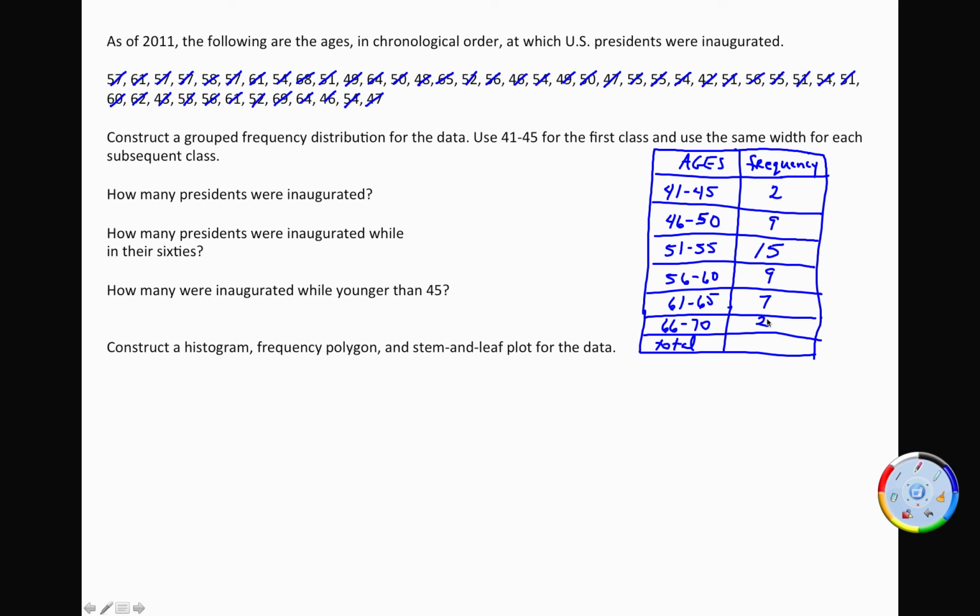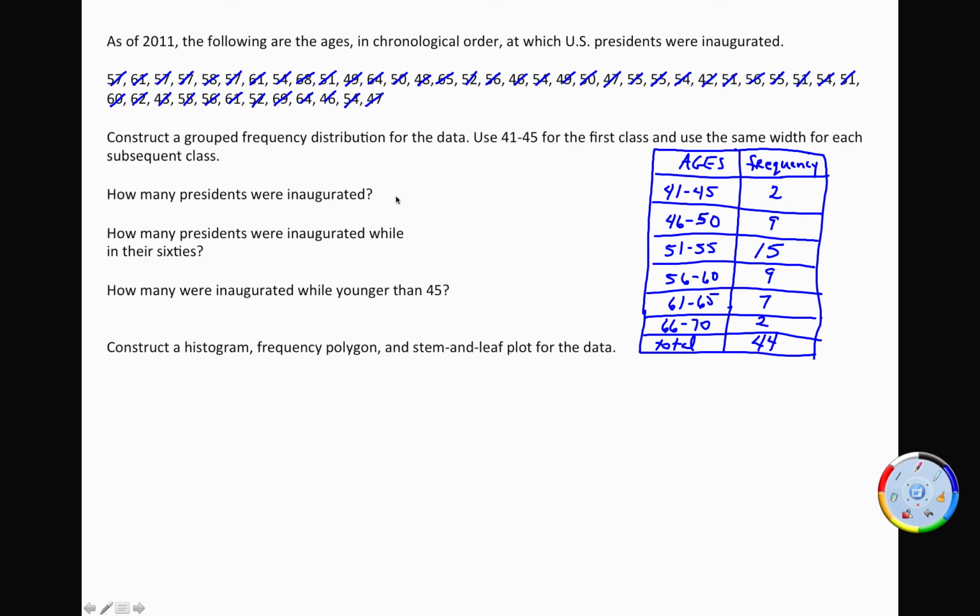All right, let's add these up. 18, 19, 20, 35, 44. And let's make sure that's 44 data items. Make sure I accounted for them all. Good. I've got everything accounted for.